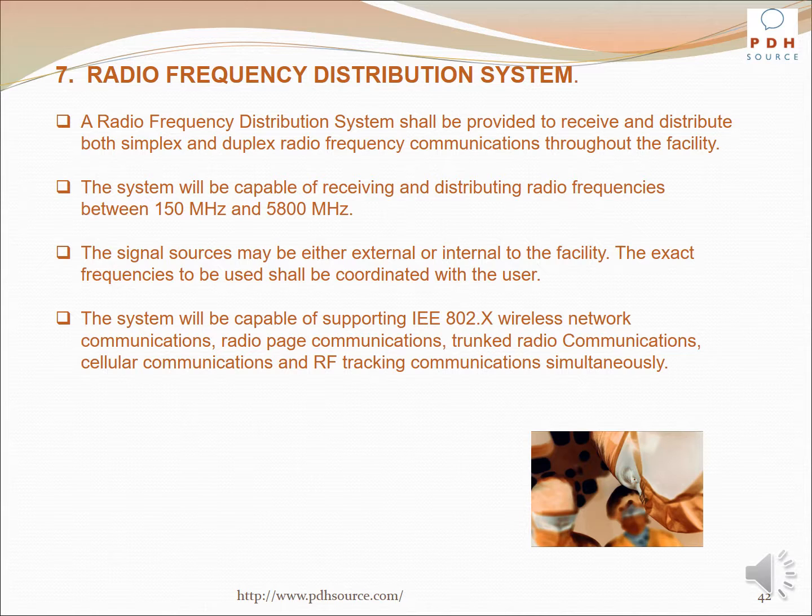A radio frequency distribution system shall be provided to receive and distribute both simplex and duplex radio frequency communications throughout the facility. The system will be capable of receiving and distributing radio frequencies between 150 megahertz and 5800 megahertz. The signal sources may be either external or internal to the facility. The exact frequencies to be used shall be coordinated with the user. The system will be capable of supporting IEEE 802.x wireless network communications, radio page communications, trunked radio communications, cellular communications, and radio frequency tracking communications simultaneously.